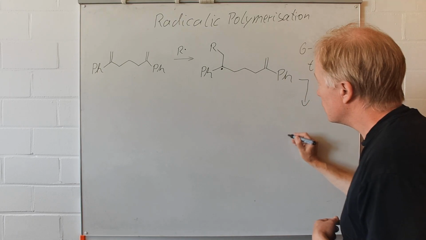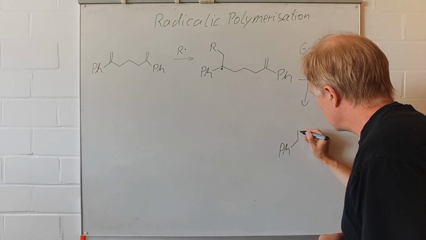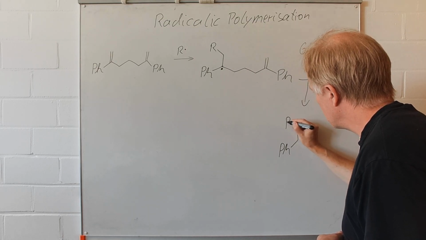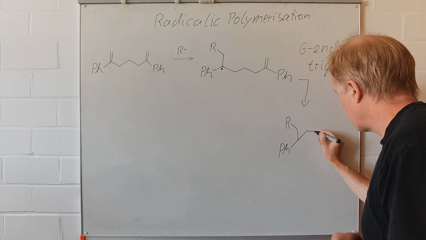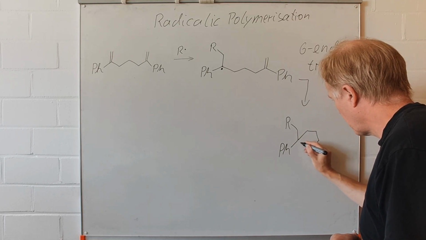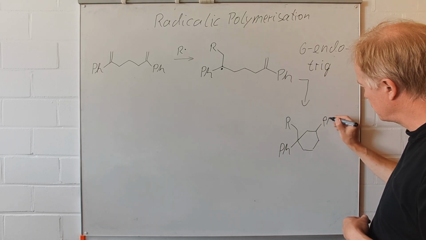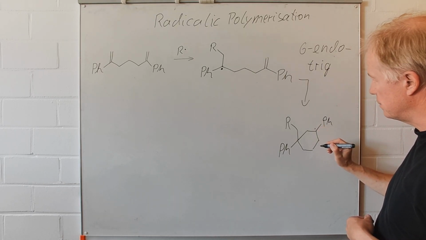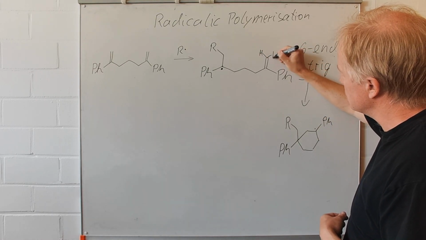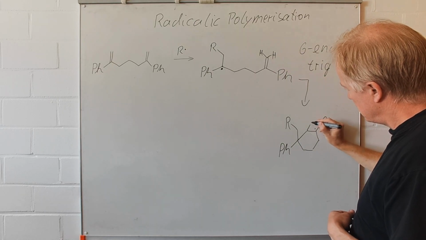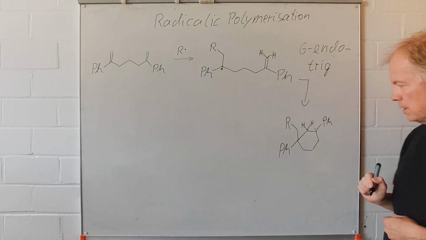and we should draw a 6-membered ring. The phenyl group will be located here, the radical center there, and just for the orientation I draw these two hydrogens.